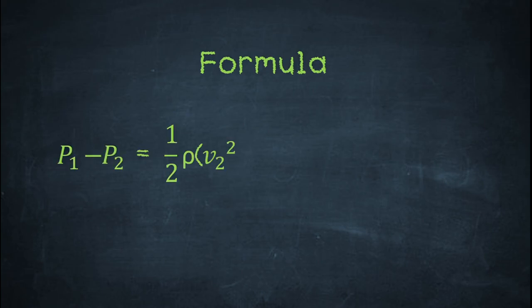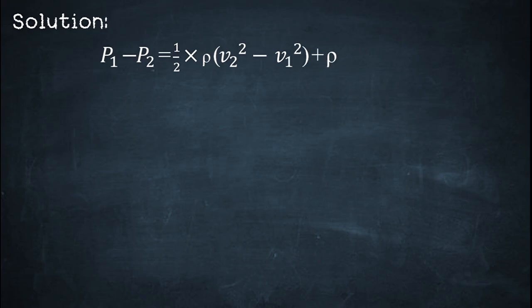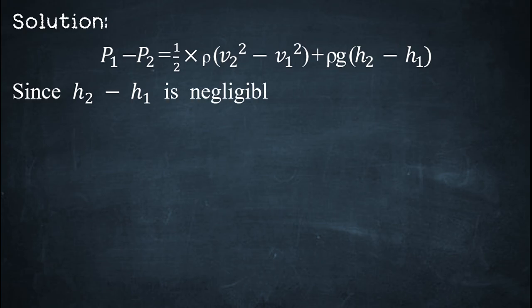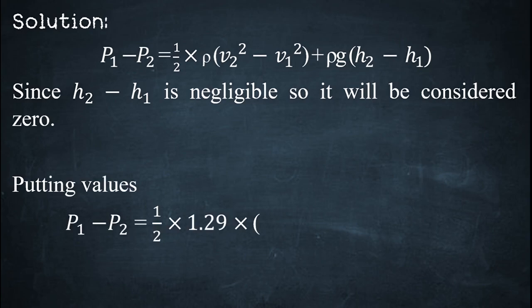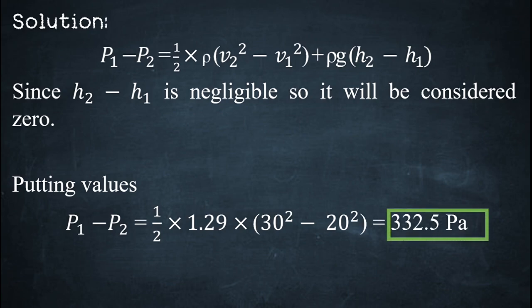The formula which we will use is in accordance with Bernoulli's equation, that is P1 minus P2 is equal to 1 by 2 rho (V2 square minus V1 square) plus rho g (H2 minus H1). In the solution, we know that there is not much difference between the top and bottom surface of the wings. So H2 minus H1 is negligible, so it will be considered as 0. Putting the values of V1, V2 and H2 minus H1 equal to 0, we will get the pressure difference as 332.5 Pascal.